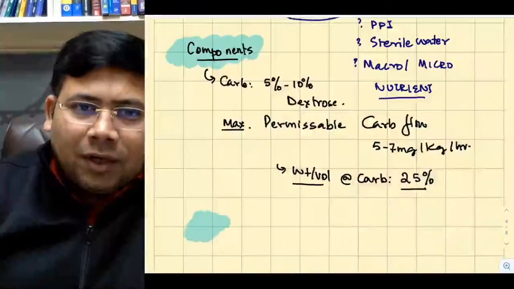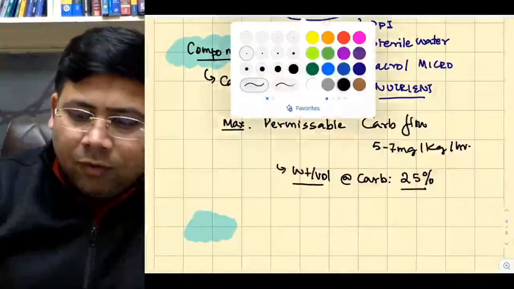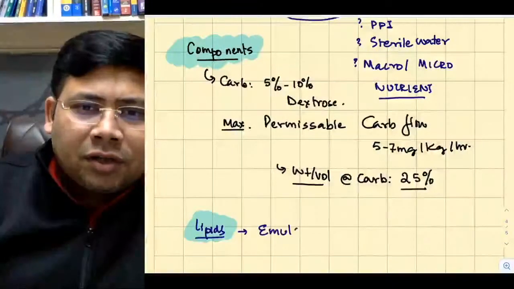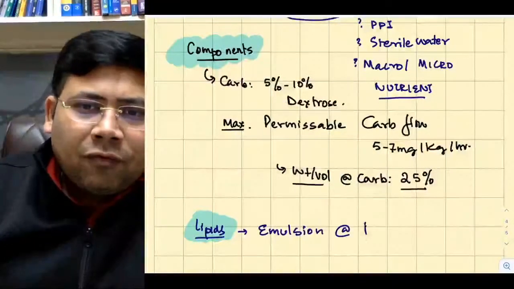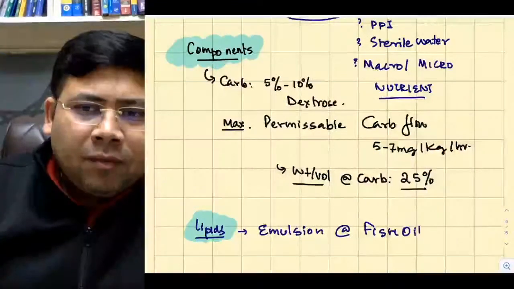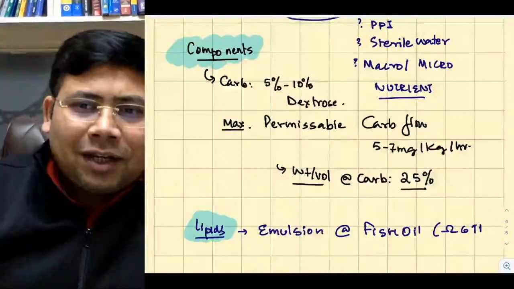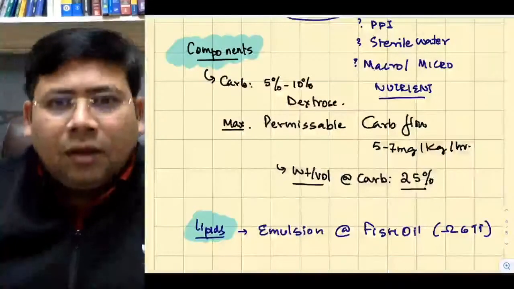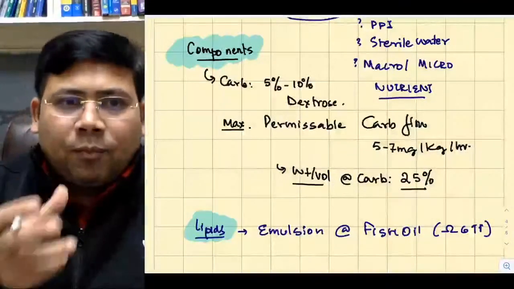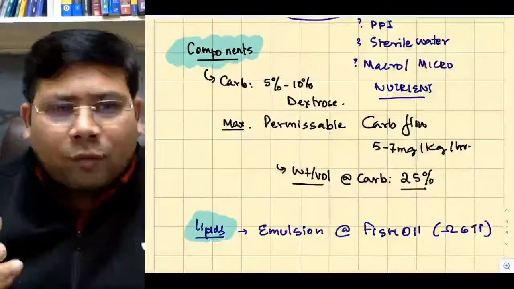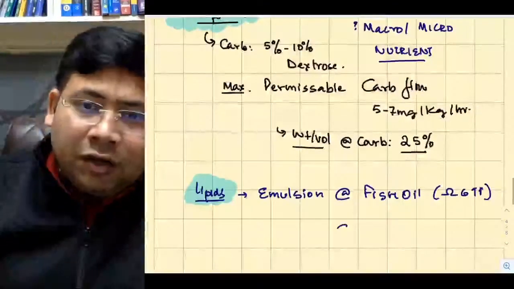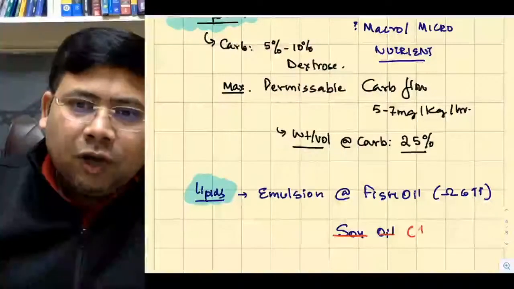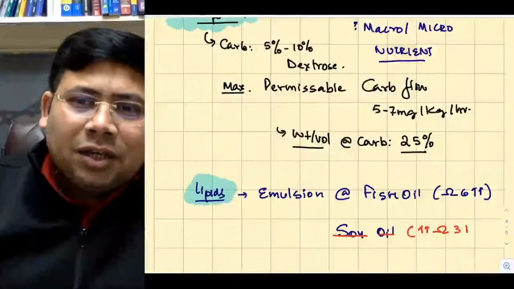Next, what about the lipids? Lipids are available in the form of emulsion, and this emulsion, we prefer from fish oil. Why is fish oil preferred? Because the majority of the fatty acid is omega-3, which is eicosapentaenoic acid, a 20-chain fatty acid. So the component of prostaglandins, leukotrienes and thromboxane A2 is drastically reduced. We don't prefer soya oil. Soya oil is no more preferred, because in soya oil there is excess of omega-6 fatty acids.